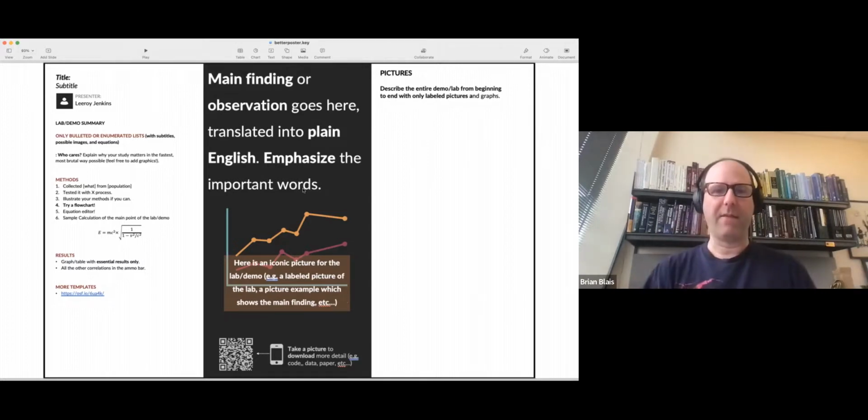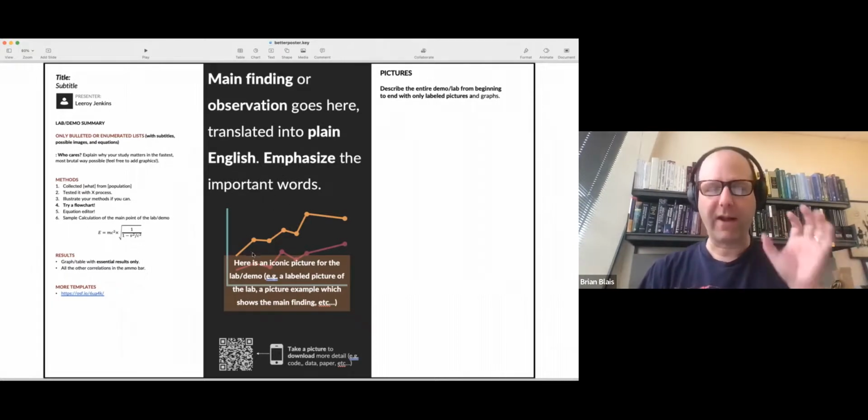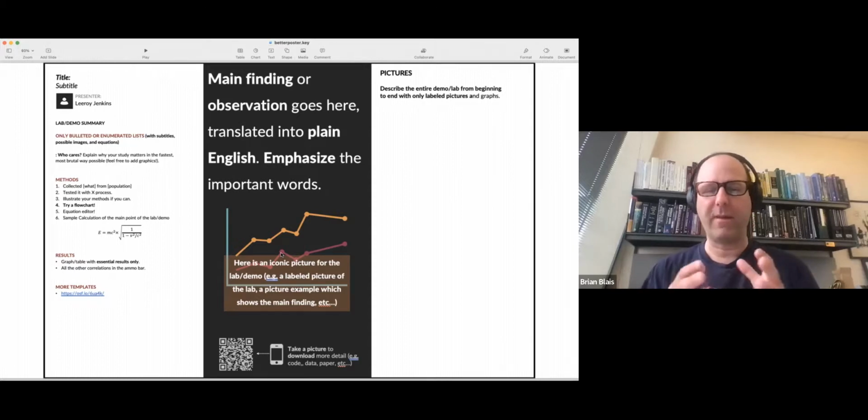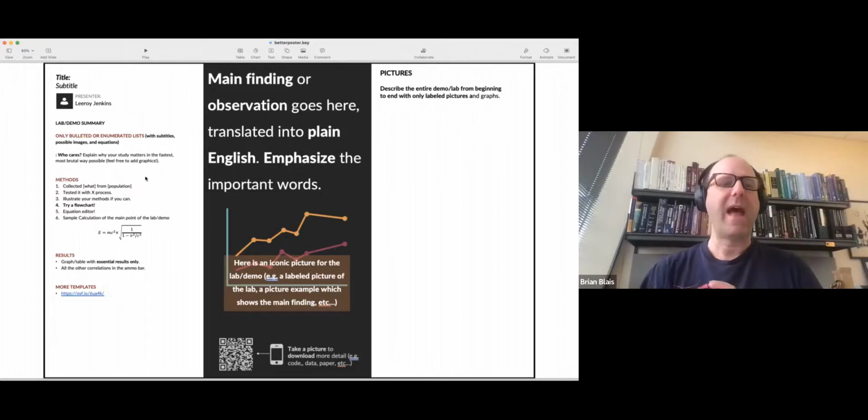But the idea is essentially having the main finding or observation translated into plain English, emphasizing important words, and also having an iconic picture for the lab demo. This could be a labeled picture of the lab. It could be a picture example which shows main findings. It could be a graph that highlights the main results, whatever it happens to be. Then have a sidebar going through bulleted points of the methods, why it matters, the results, and so on.